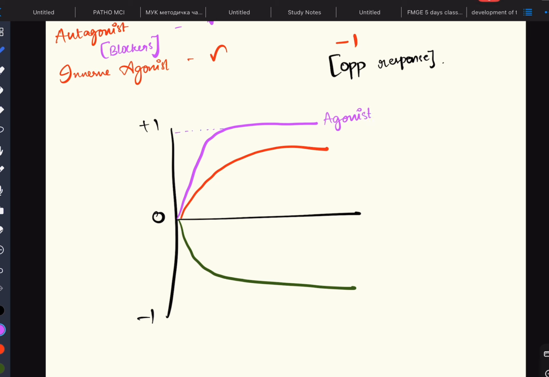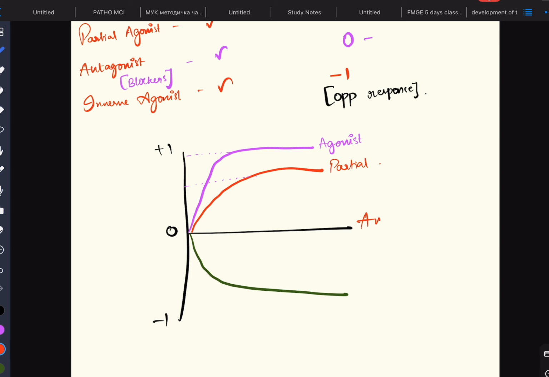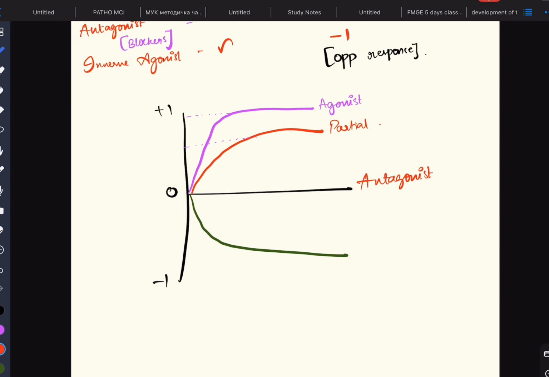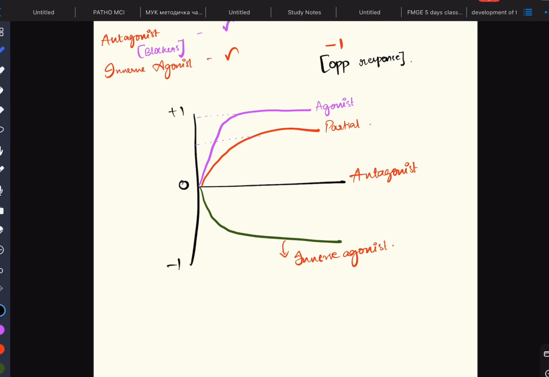And if you take here, there is not a maximum response, and the curve is slightly flattened. Okay, so here it is called a partial response. And we have seen that 0 means there is no response. That is the antagonist. This drug is the antagonist. And next is the -1 response, which is the opposite reaction. That is the inverse agonist drug.